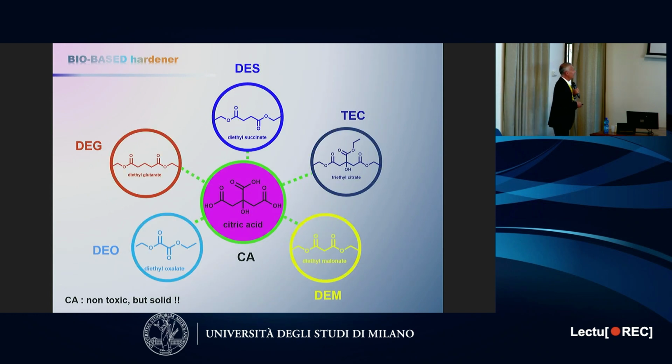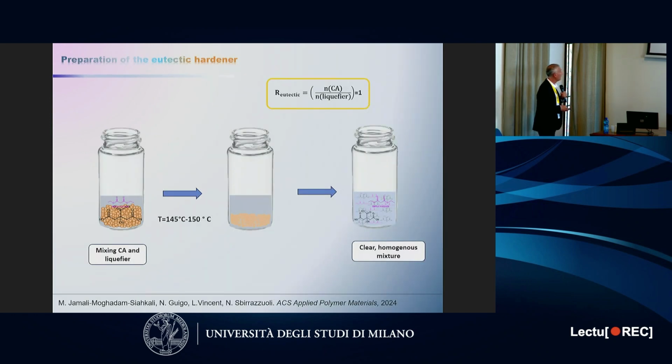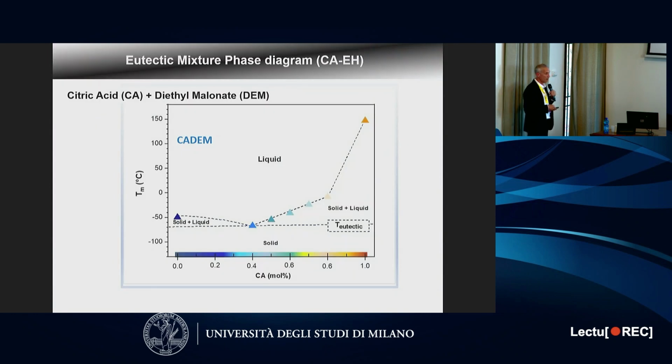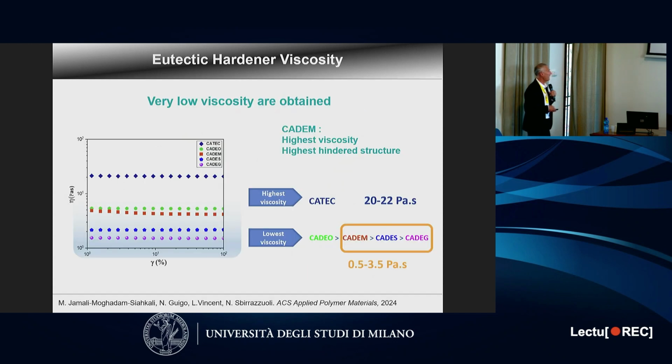And we mix this liquefier with citric acid, a natural diacid that normally is solid. So this is how we proceed. We mix the sample, we heat, and we have a homogeneous liquid. And we plot the phase diagram. If you look at this phase diagram, you will see that we can decrease the melting temperature of citric acid. So this is very interesting to prepare a homogeneous sample.